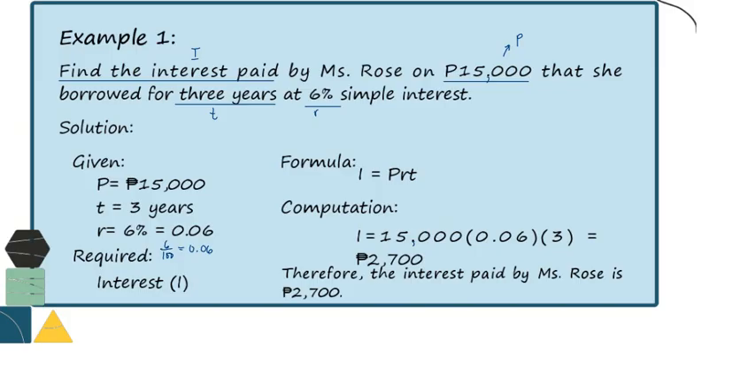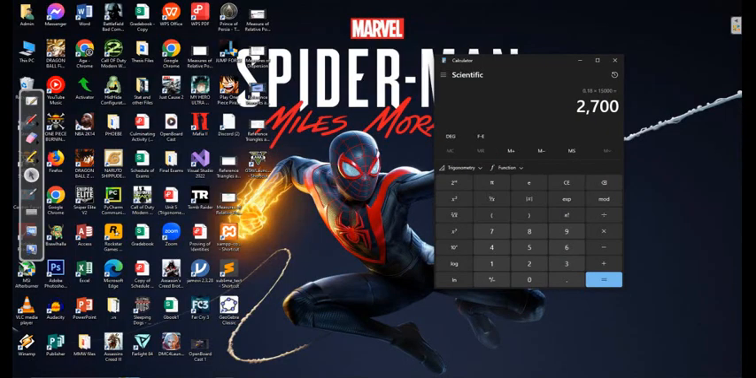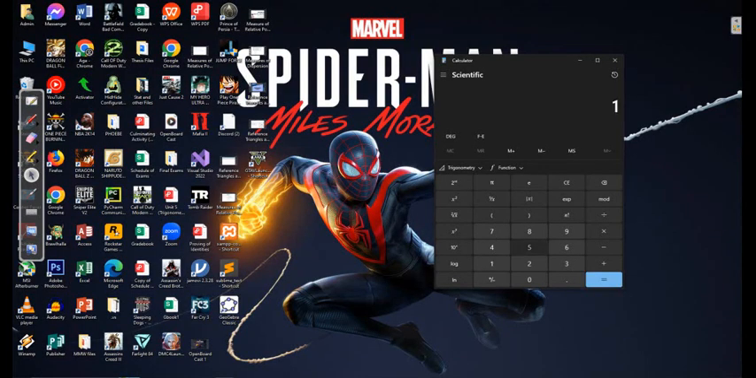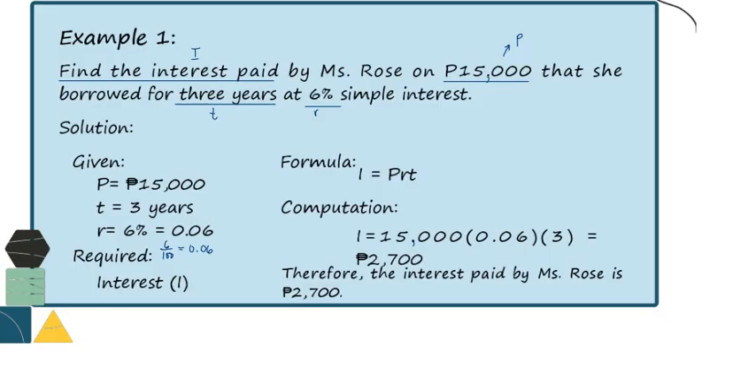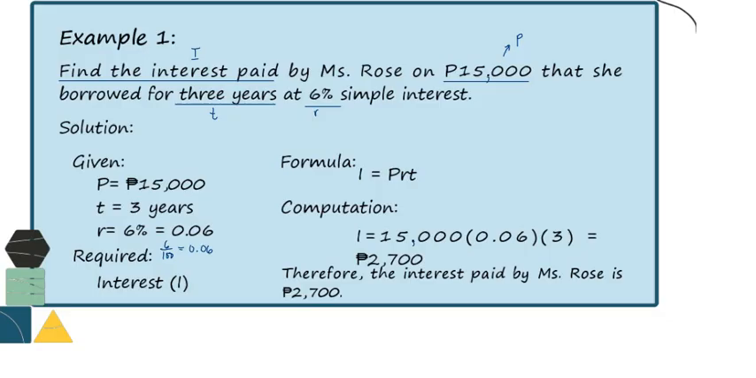So let me confirm that one, no, sa calculator first. Is that really going to get 2,700? So let's try to do 15,000 times 0.06 times 3. So as you can see, it's 2,700. So therefore, the computed value now is going to be 2,700 pesos.